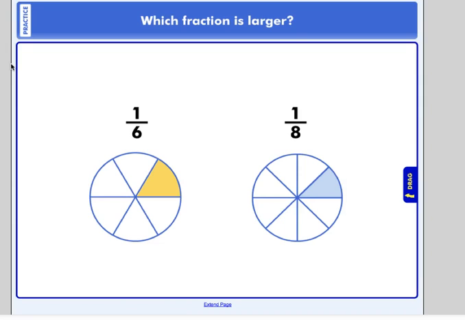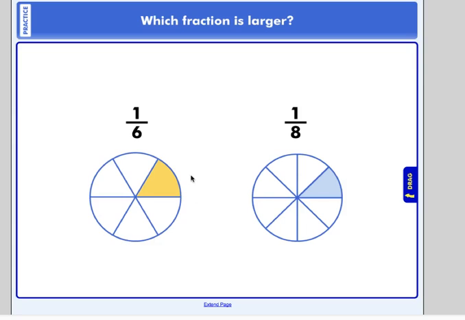Let's take a look at these two fractions here, 1/6 and 1/8. And the question is, which fraction is larger? Remember, a denominator that is a smaller number is actually going to make a bigger piece of the whole.